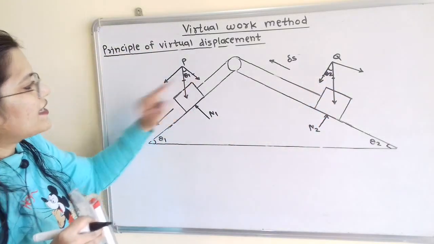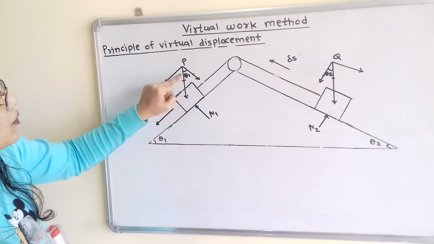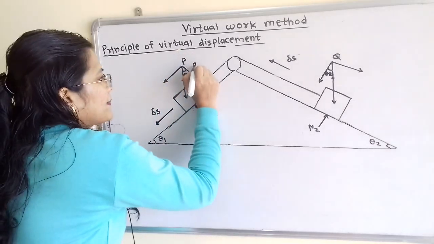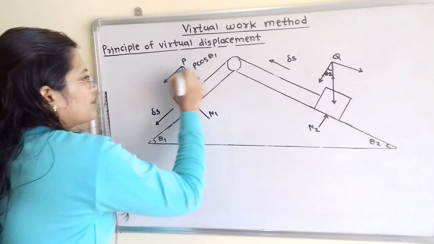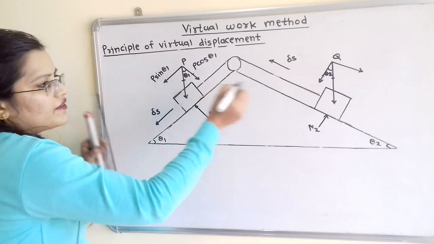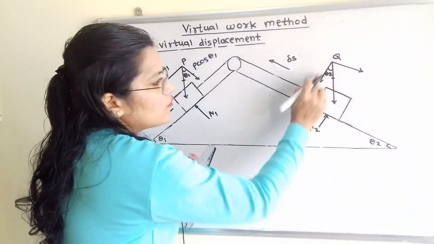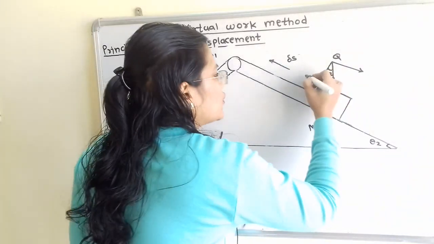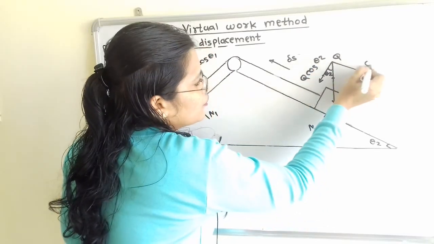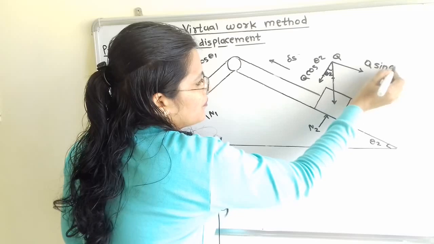Now we will write its value. This component is adjacent to angle theta 1, so its value is P cos theta 1. This is P sin theta 1. In the same way, the value for this perpendicular component is Q cos theta 2, and for this, Q sin theta 2.